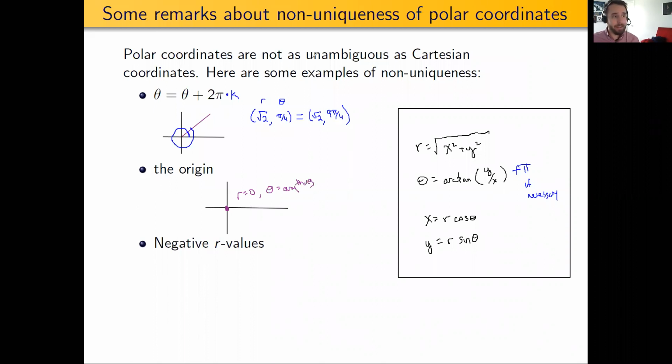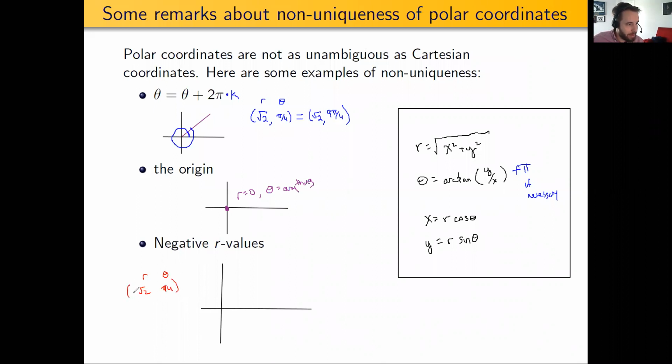Finally, we have to consider what might happen if we plug in a negative r value. And so for this one, I'm going to try to look at a specific expression here. Let's talk about the point, right? This is maybe our favorite point. Let's talk about the point where r is equal to square root of 2 and theta is equal to pi over 4.